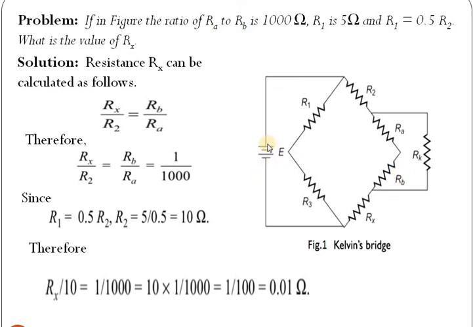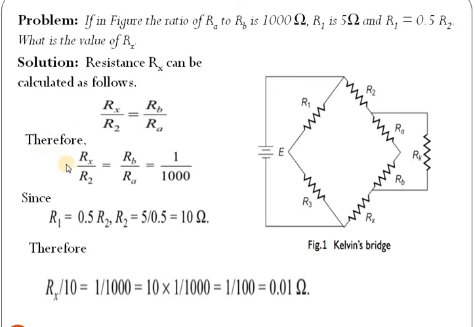Okay. And now we have to make the solution for this. So here the resistance Rx can be calculated as follows. Already we have the relation Rx by R2 equal to RB by RA. That means Rx by R2 equal to RB by RA. Already we have the ratio of RA to RB, that is about 1000. So here RB by RA is the reciprocal, so 1 by 1000.